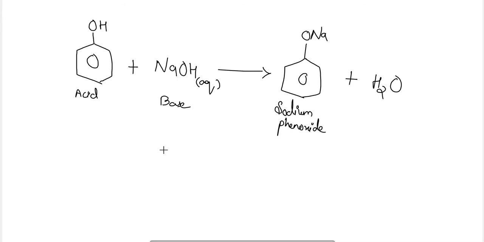Now on comparing the acidic nature of phenols with alcohols, we see that the acidic character of phenols is more than that of alcohols. That is due to the presence of resonance in the phenolic group.